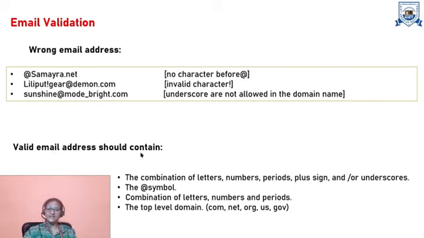The valid email address should contain a combination of letters, numbers, periods, plus signs, or underscores, but not in the domain name. The at the rate symbol can be there, with a combination of simple letters, numbers, and periods also. The top level domain, just like com, net, org, us, gov, should be allowed in the domain name.